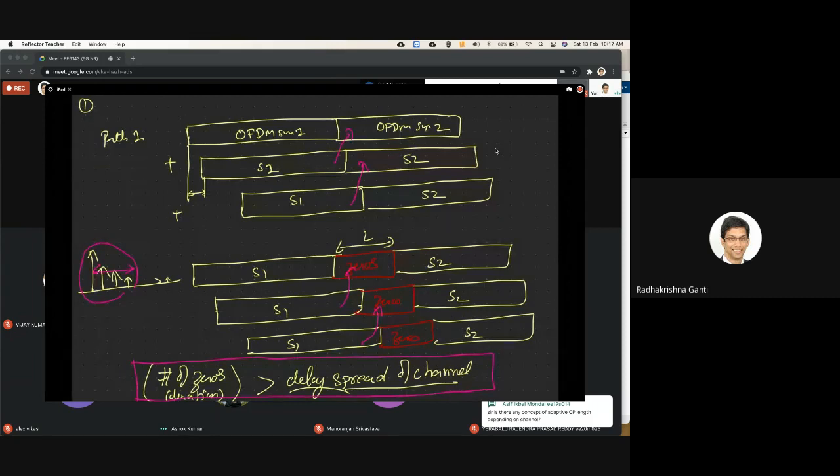Is there a concept of adaptive CP length depending on the channel? No, generally you don't change the CP length because of implementation issues. Theoretically, yes, you can adapt your CP length, but generally you don't do it. It's too complicated to implement.